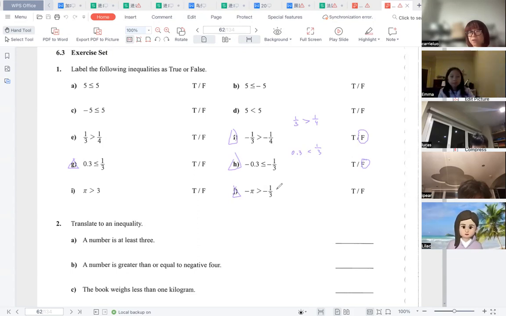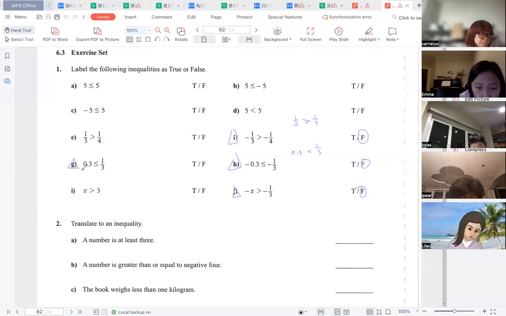Okay, number J. Negative pi is bigger than negative 1 over 3. False. Both? 又是 true False. 又 false 吗？ Oh, no, like not true. It's not true, right? Yes, it's not true because this one's actually smaller than this one. Okay, last but not least, Lilac, 0.3 is smaller than 1 over 3. True. This is true. Very good.